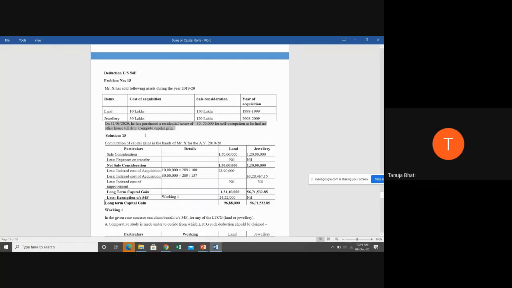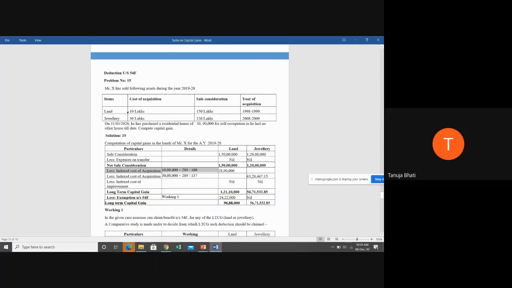So let us start solving. Computation of capital gains in the hands of Mr. X for the assessment year 2019-20. What is the sale consideration for land? 150 lakhs. For jewelry, 120 lakhs. Less expenses on transfer. There are no expenses on transfer. Therefore, net sale consideration is 150 lakhs for land and 120 lakhs for jewelry. Less indexed cost of acquisition, which is nothing but cost of acquisition into CII of the year of transfer divided by CII of the year of acquisition.